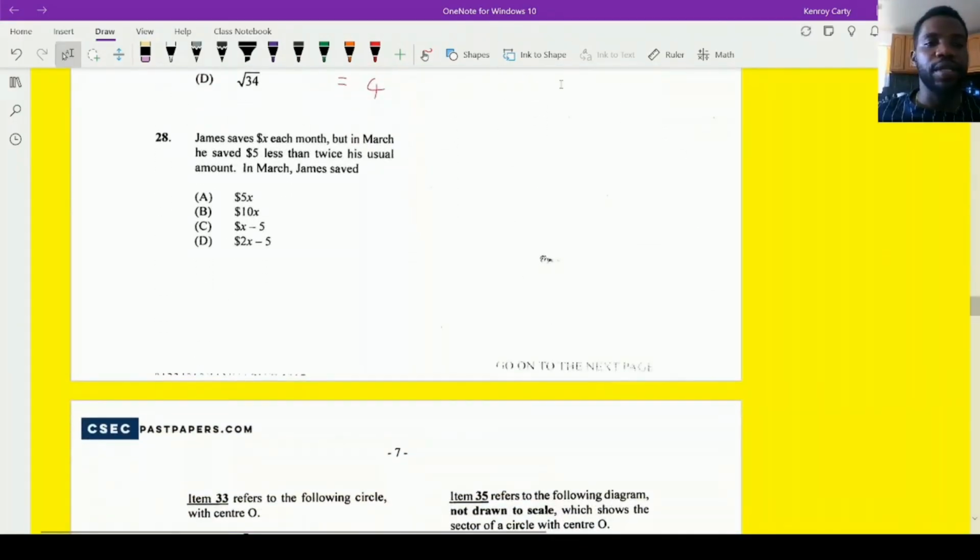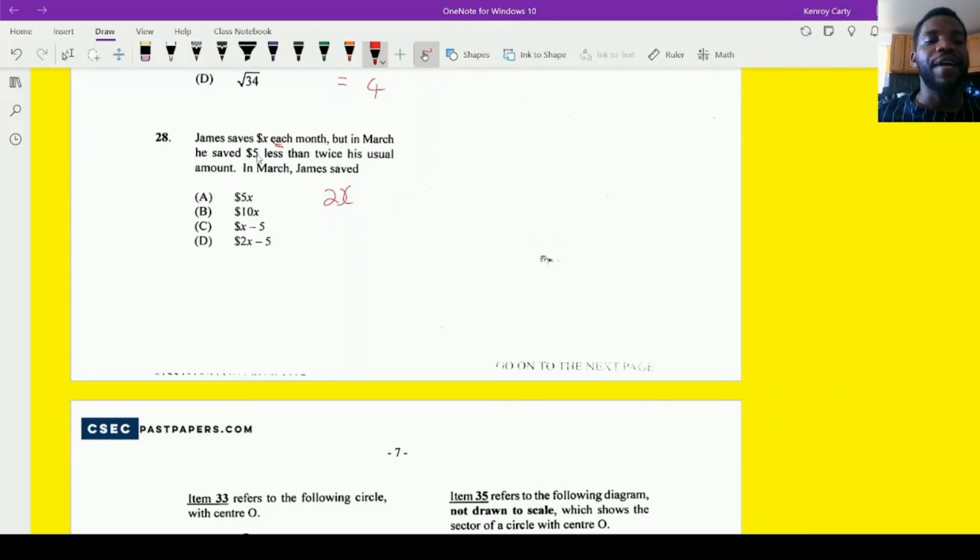Alright, going down, question 28. It says James saves X dollars each month, but in March he saved $5 less than twice his usual amount. He saves X each month, but in March he saves 5 less. Less means that we subtract, alright? So that's subtraction there. Twice his usual amount is X, so twice would be 2X.